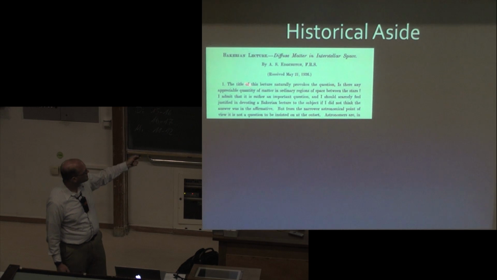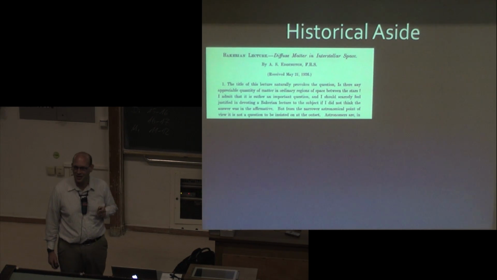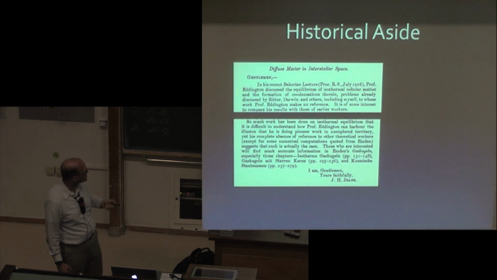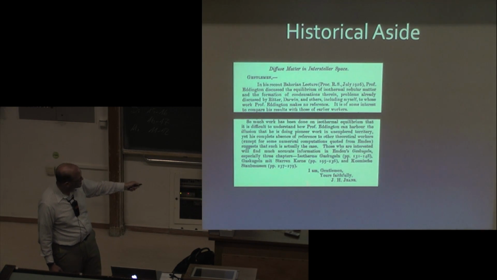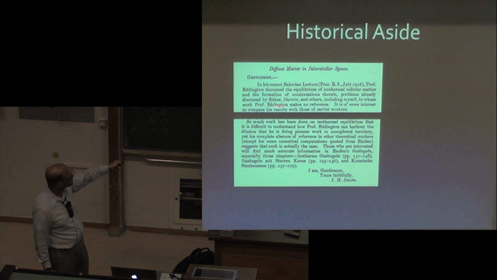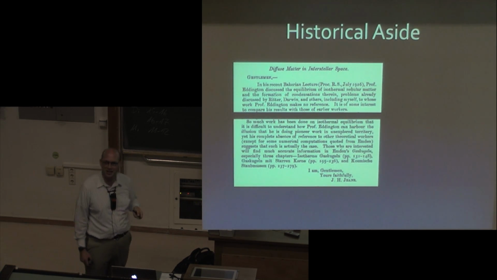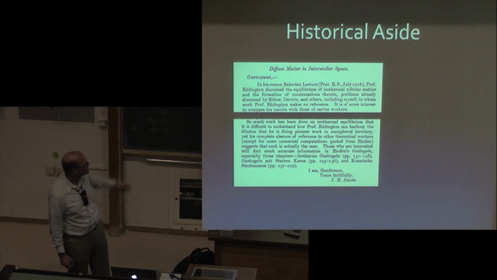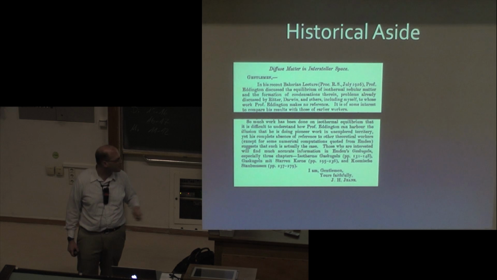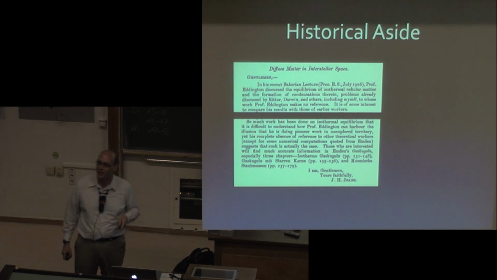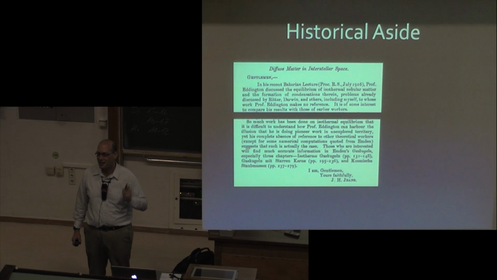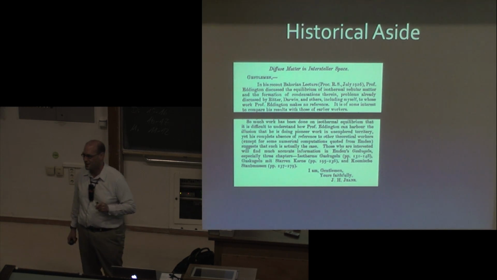Now the amusing thing is, this lecture provoked a response. So here's a response, and this was actually published in the Observatory by James Jeans. And it's worth reading. This is how he concludes. So much work has been done on isothermal equilibrium that it is difficult to understand how Professor Eddington can harbor the illusion that he is doing pioneer work in unexplored territory. Yet his complete absence of reference to other theoretical workers suggests that such is actually true. So in other words, this is a letter from Jeans complaining, you didn't cite me.